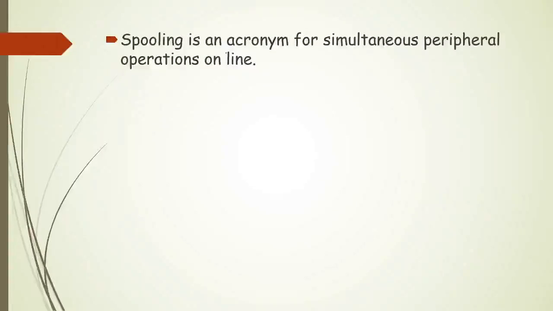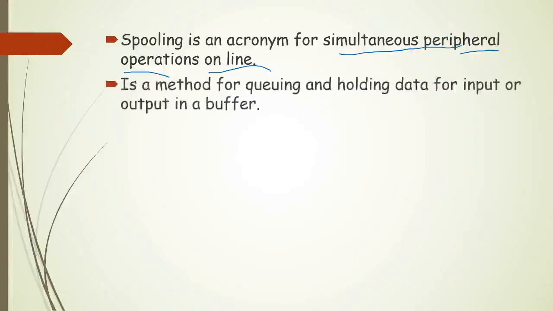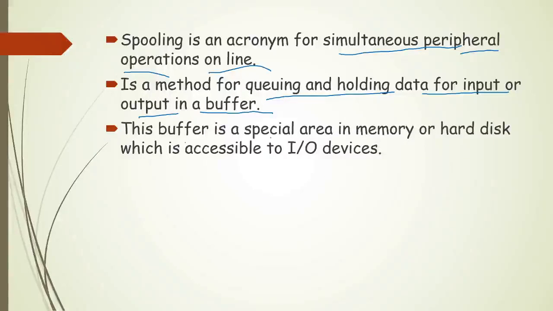Let us understand this with the help of a diagram, and let us revise what we have studied here. Spooling is an acronym for simultaneous peripheral operations on-line. Spooling is specifically used for input-output operations. It is a method for queuing and holding data for input or output in a buffer. This holds the queue of data waiting for their chance to use the input and output device. This buffer is a special area in memory or hard disk which is accessible to the input-output device. So spooling can occupy space either from the main memory or from the hard disk. If the main memory is full with a lot of queues, then it will use the hard disk.